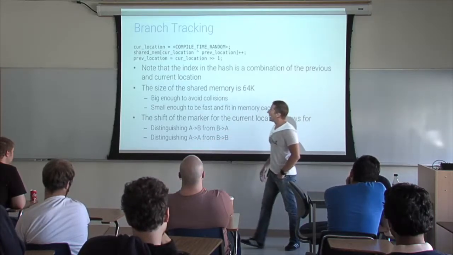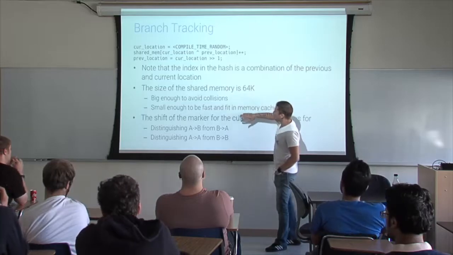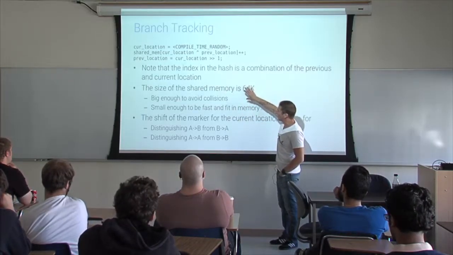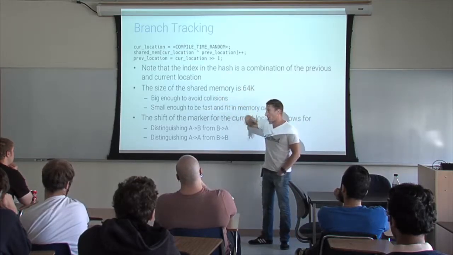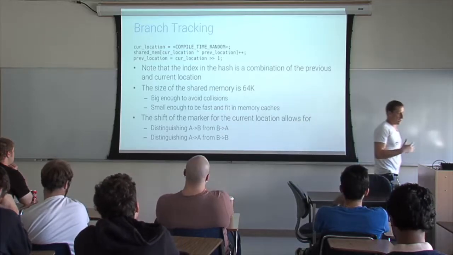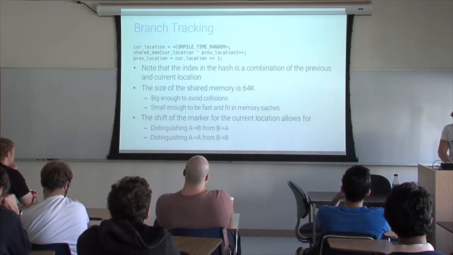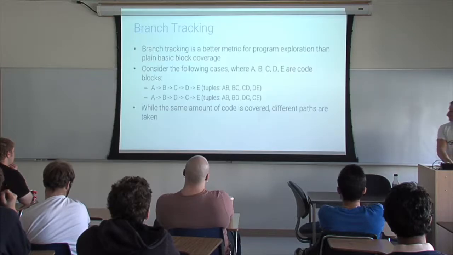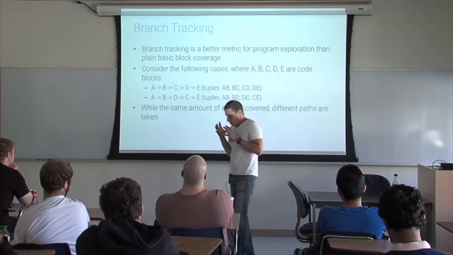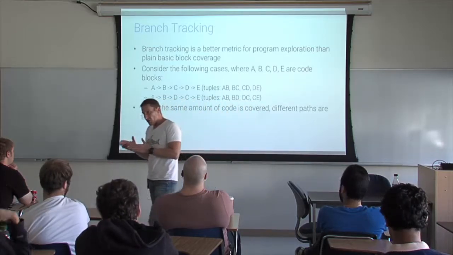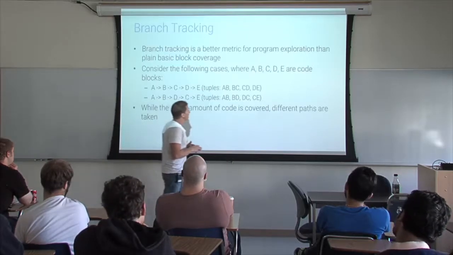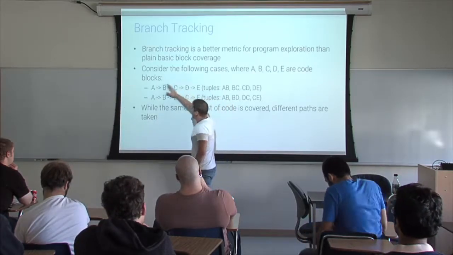And the size of the memory is actually an interesting choice because it's big enough to avoid a lot of collisions, but small enough that it can be held in memory and do stuff fast. So all this is done to collect all the possible branches that happen in the program, and note that this is better than coverage.